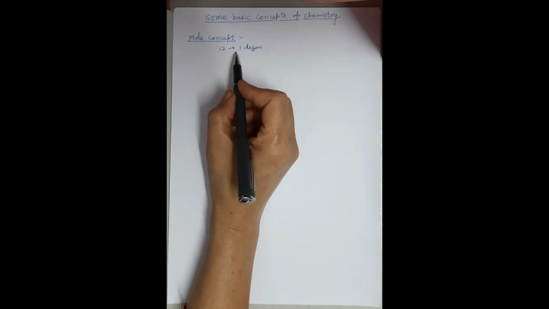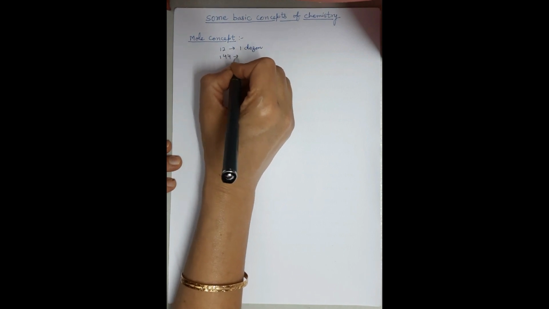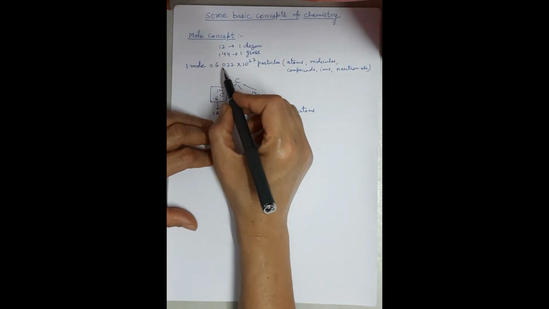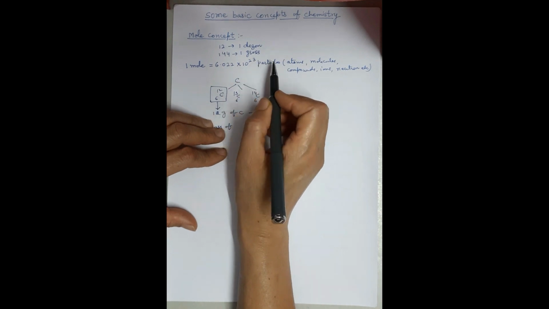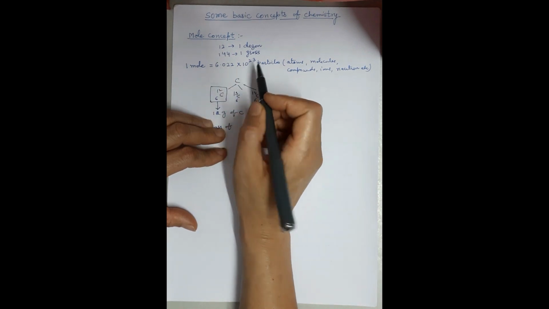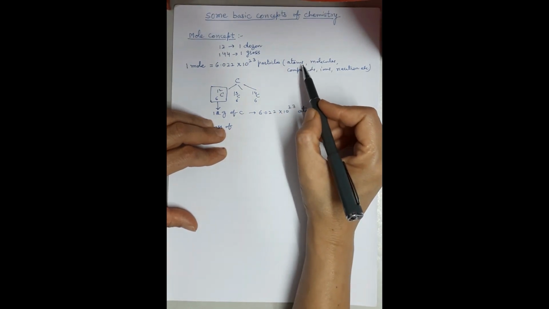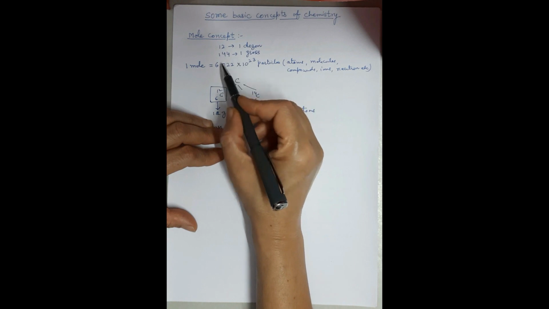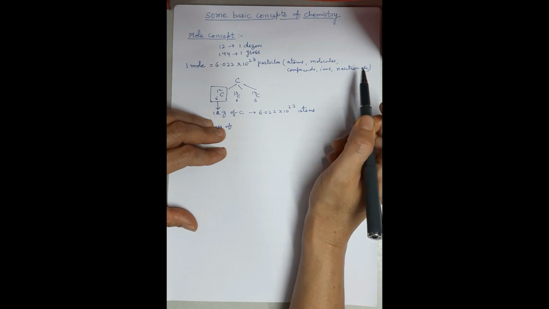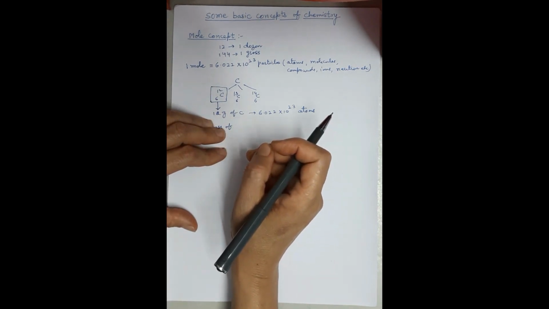Like 12 things make one dozen, and a gross means 144 objects, that gives you one gross. Similarly, a collection of 6.022 × 10^23 particles forms 1 mole of the substance. It could be pen, paper, plastic, fan, or anything, but in chemistry, we'll talk about it in terms of atoms or molecules, compounds, ions, neutrons, etc. So a collection of these many particles will give rise to 1 mole of a substance.